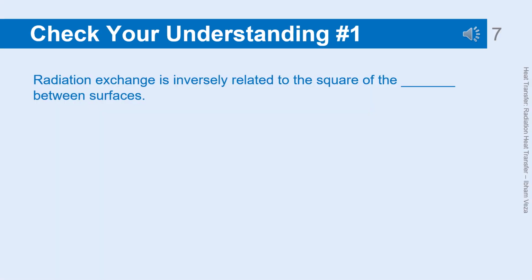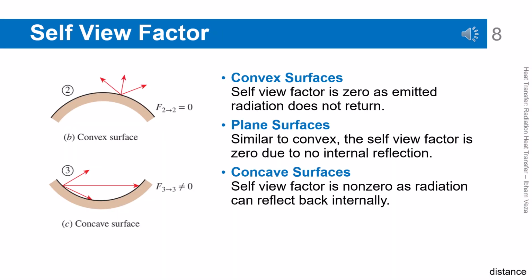Check your understanding. Number 1. This question emphasizes that radiative exchange depends on the distance between surfaces. Physically, the farther the distance, the smaller the fraction of radiation that can be received. This is consistent with energy spreading in space. This concept is important for estimating system scale effects. This understanding becomes a basis before using view factor formulas.